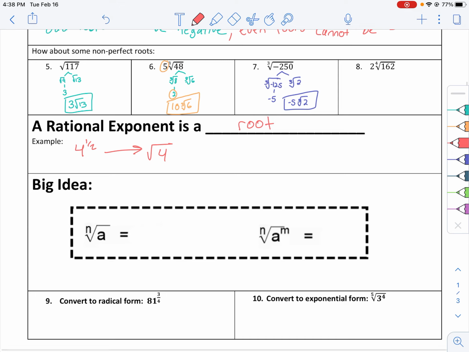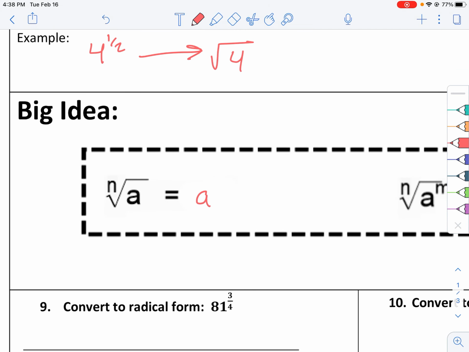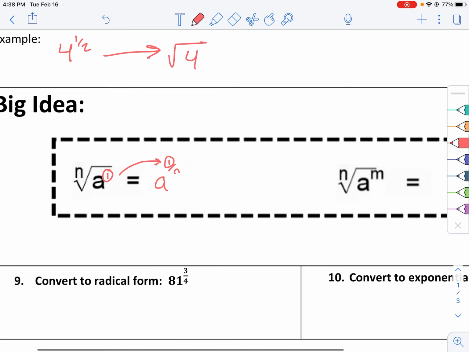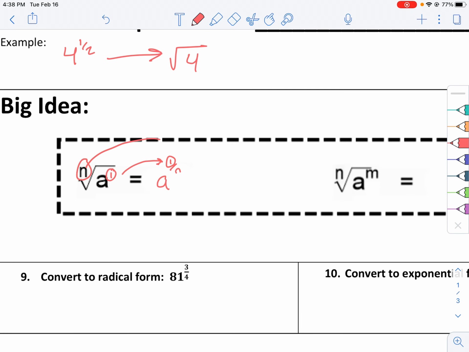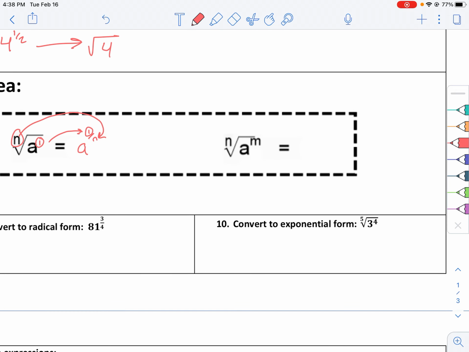So what's the big idea behind this? Well, if we have an nth root of a, it can be rewritten as a to the 1 over n. Where does the 1 come from? The 1 specifically comes from the exponent that a has. So 1 over n. This n is the same n as the denominator here. So if a has an exponent on it, then it's going to be a to the m over n, just like that.